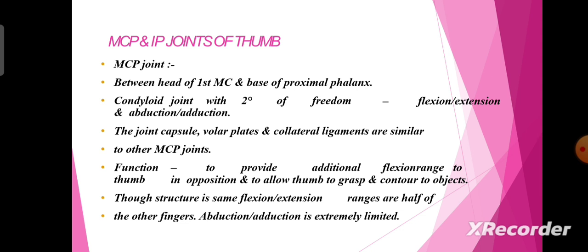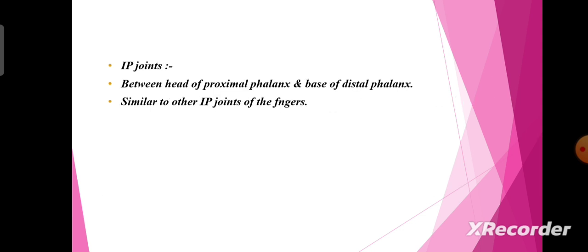Its function is to provide additional flexion range to the thumb in opposition and to allow the thumb to grasp and contour to objects. Though the structure is the same, flexion and extension ranges are half of the other fingers. Abduction and adduction is extremely limited. Next is the IP joint. The IP joint is between the head of the proximal phalanx and the base of the distal phalanx, similar to other IP joints of the fingers.